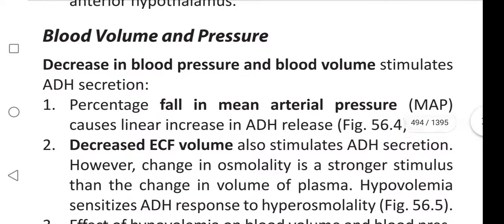Next, blood volume and pressure. Decrease in blood pressure and blood volume stimulates antidiuretic hormone secretion. Which stimulates antidiuretic hormone secretion? Whenever there is a decrease in blood pressure and blood volume. A percentage fall in mean arterial pressure causes a linear increase in antidiuretic hormone release. Which causes the linear increase in antidiuretic hormone release? A percentage fall in mean arterial pressure.